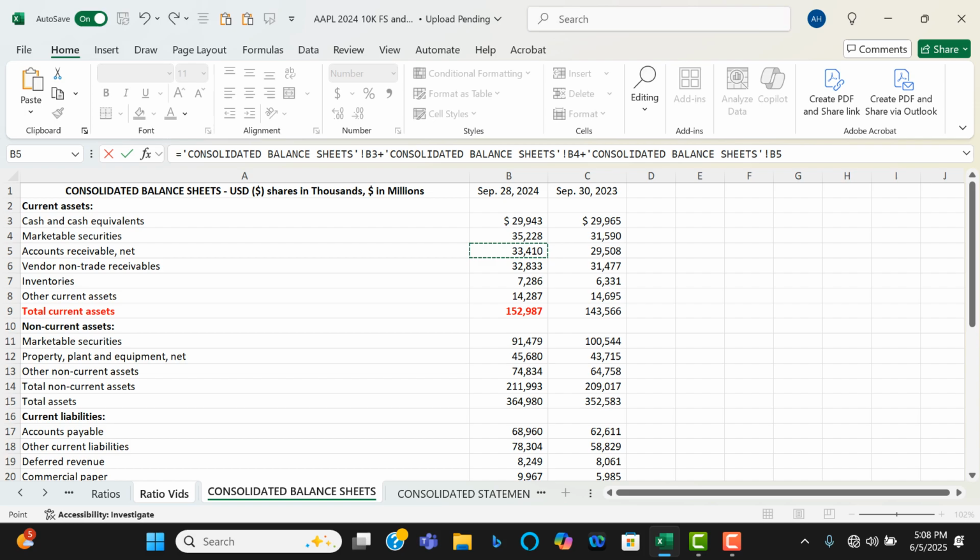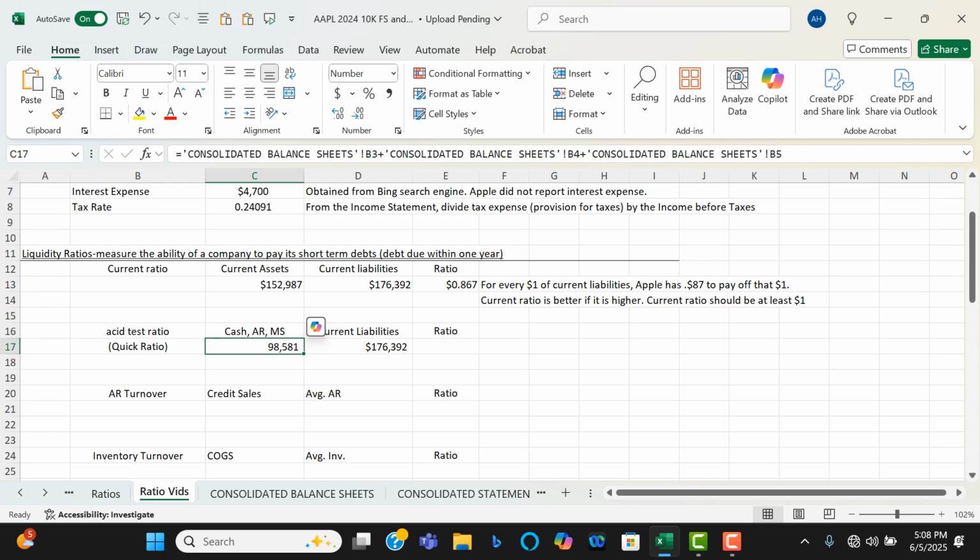I'm going to leave them out of the calculation because I just don't know if they're as liquid as accounts receivable. I don't know what they mean by non-trade. They may not be in the regular course of business. But anyway, I'm going to include cash, marketable securities, and accounts receivable. And the total of those is 98,581. And so the first ratio, current ratio, assumes that you're going to be able to pay off your current liabilities with all your current assets.